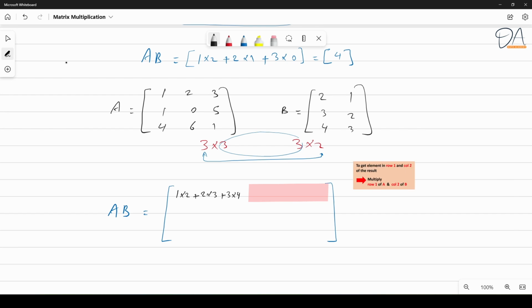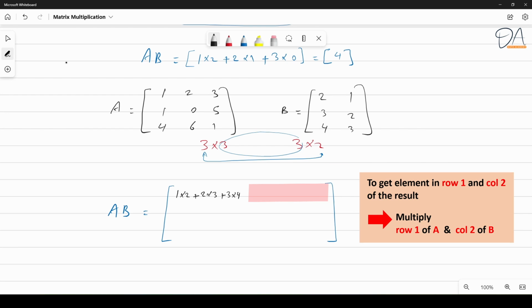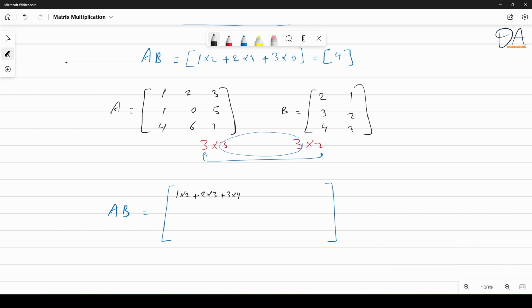If we want to get the element in the first row and second column, then we will need to multiply the first row from A times the second column. So always look at the position of the element that you are trying to get. The row for that element will tell you which row you need to take from A, and the column of that element will tell you which column you need to take from B. So to get the element in the first row and second column, you need to take the first row in A and multiply it by the second column of B.